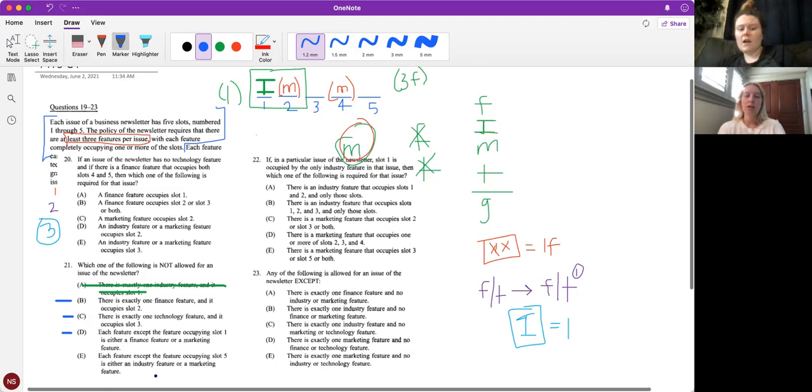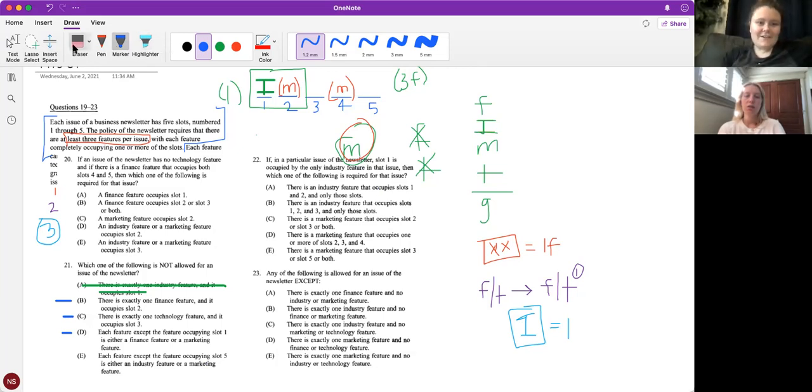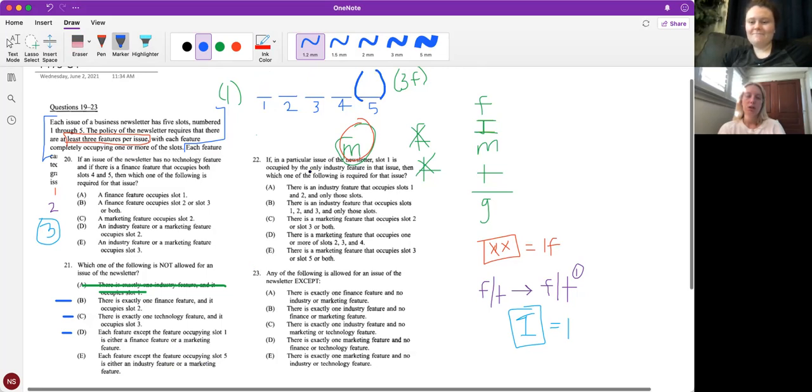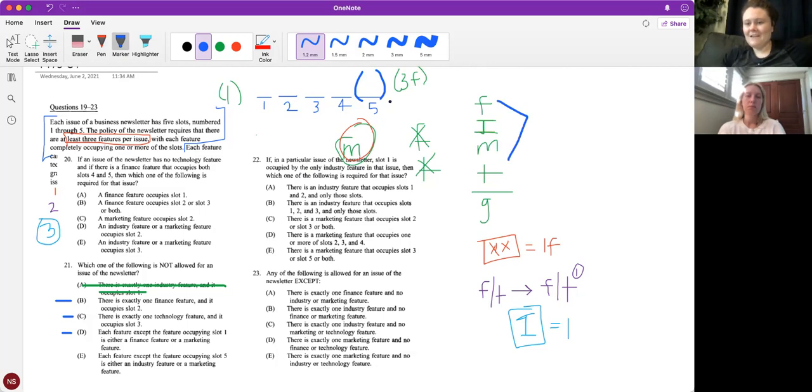But couldn't we not have? Oh, yeah, I get what you're saying. Yep. So we know there is a feature in 5, and it's not I or M. And the only two left are F and T. And we can't have F or T there. Yeah, exactly. And so that's how I approach it.